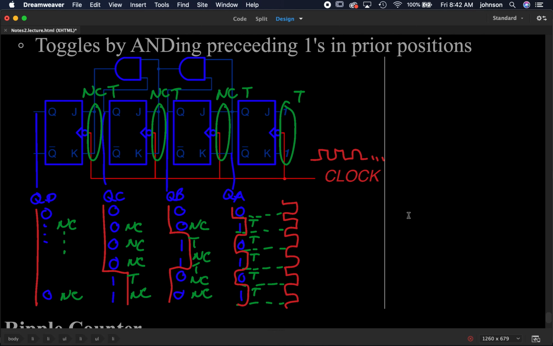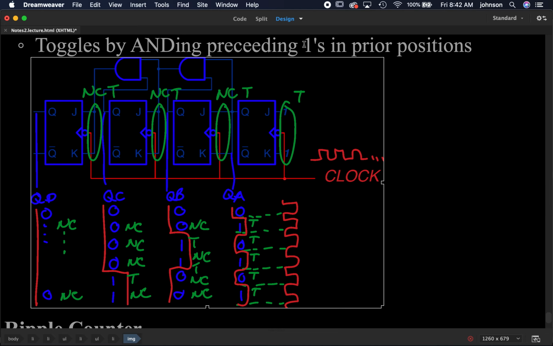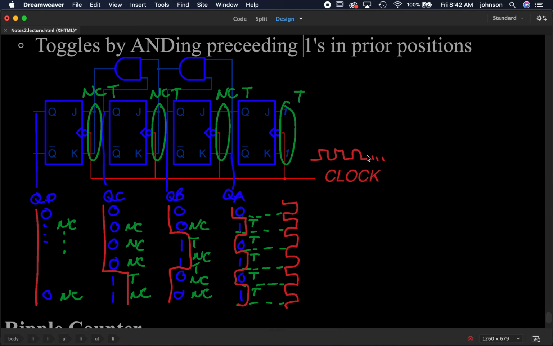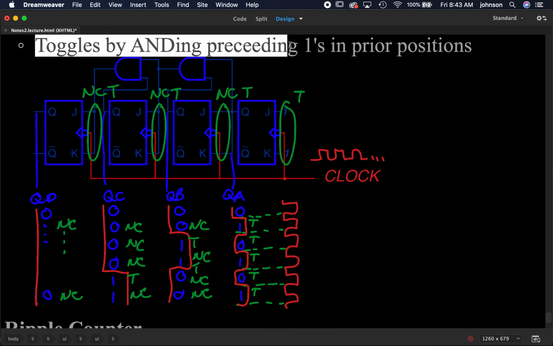So let's see what we've got going here. Well, first of all, I'm going to show a clock waveform here, which I could illustrate either left and right. But in particular, I'm going to show it going up and down here on this diagram just so I can get more information in. And the blue numbers are indicating the state of the count of the counter. So this is 0, this is 1, this is 2, this is 3. So let's take a look at this statement here. I'm going to toggle by ANDing preceding ones. Okay, so here's a preceding one.